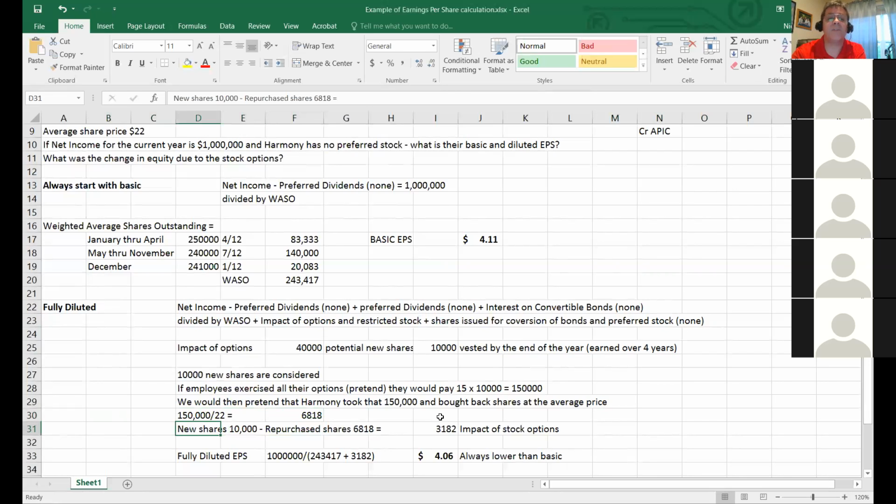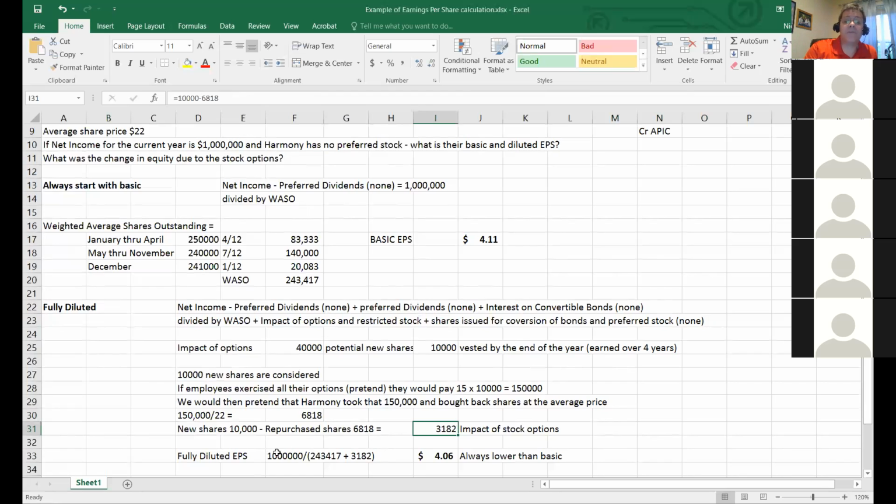So we gave to the employees 10,000 shares. We turned around and bought 6,818. So how many really new shares do we have? 10,000 minus the 6,818, 3,182. That was the impact of your stock options.